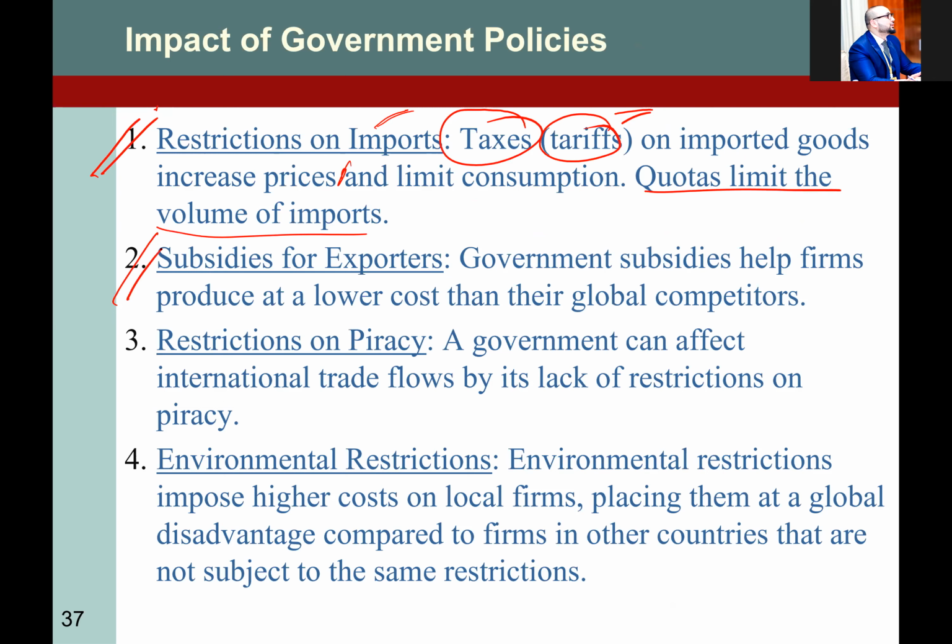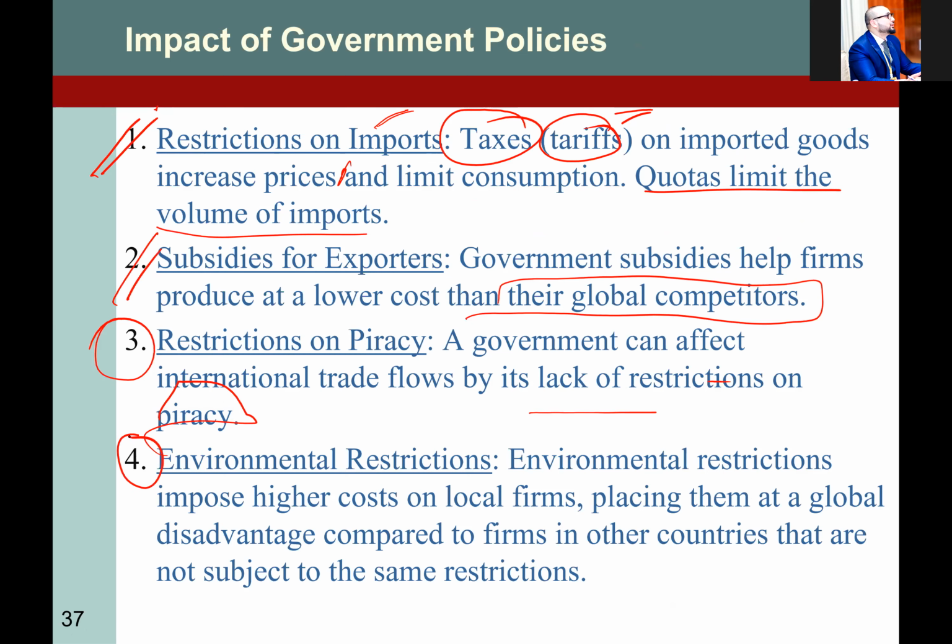Subsidies for the exporters, of course. If you give subsidies, then your cost is going to be lower and you will be more globally competitive. Restriction on piracy. Government can affect international trade flows by lack of restriction on piracy. You can allow the local companies to copy some of the technologies or designs from other countries' products.